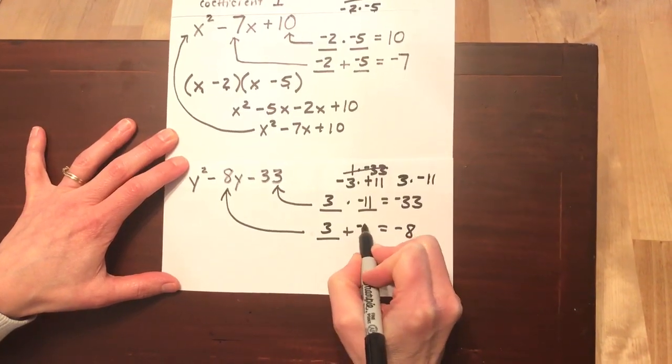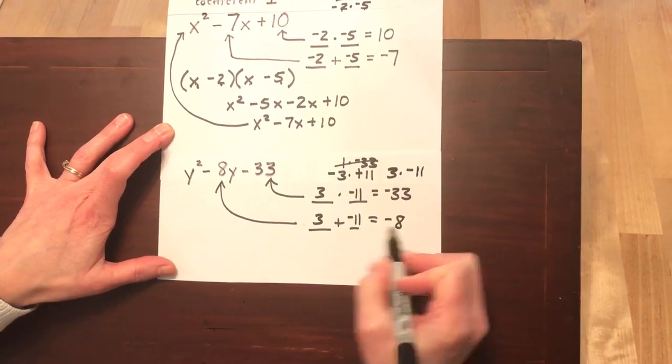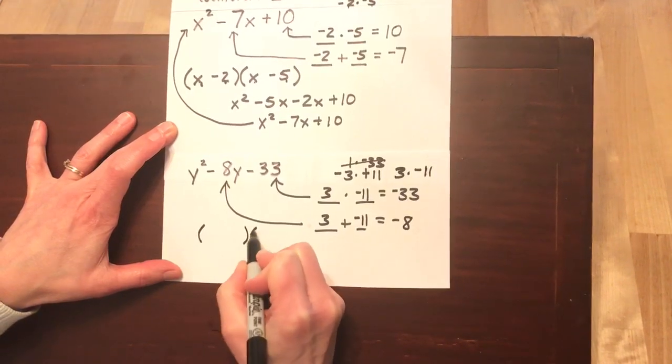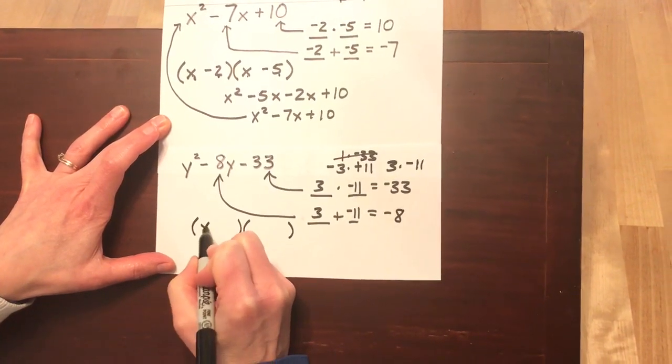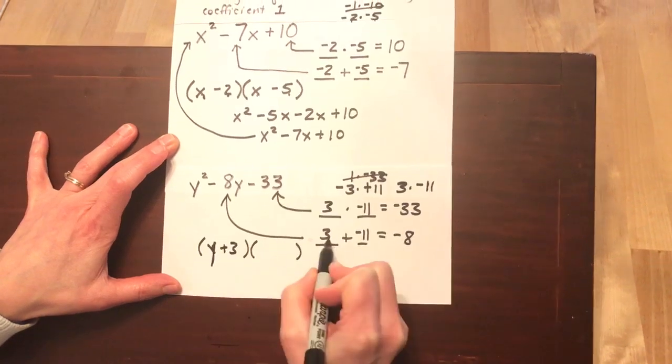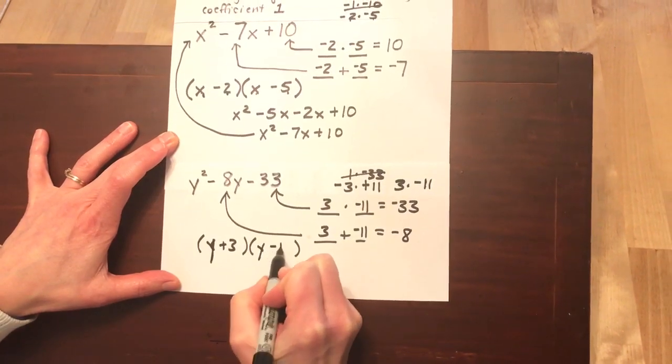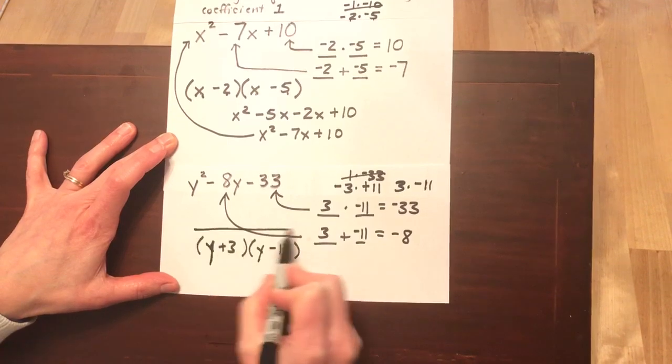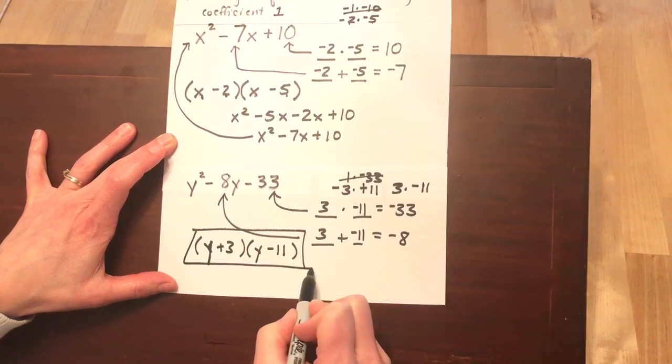3 plus -11 gives me -8. And so now I put those into the two binomials. I will have y plus 3 is my first number, and y minus 11 would be my second number. So this is my answer for the second one.